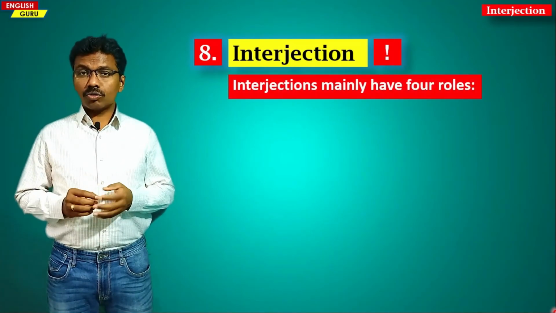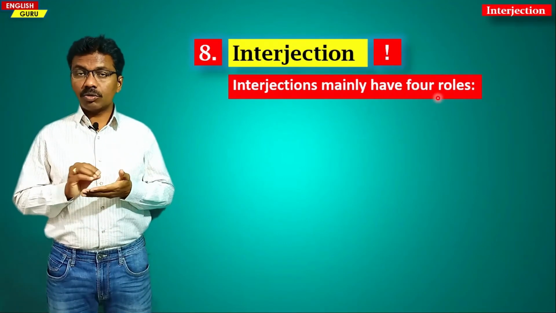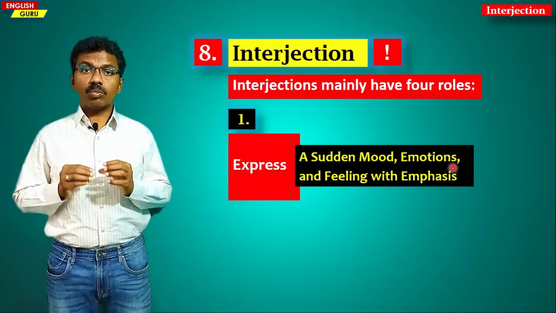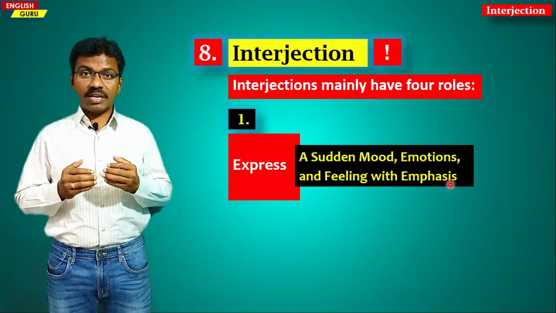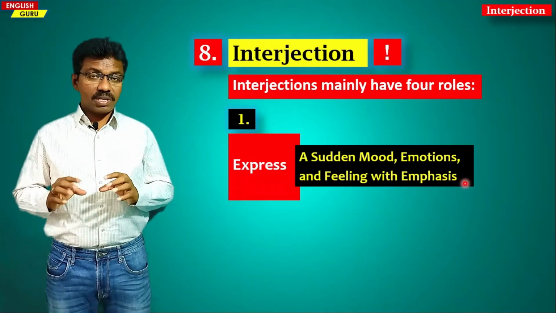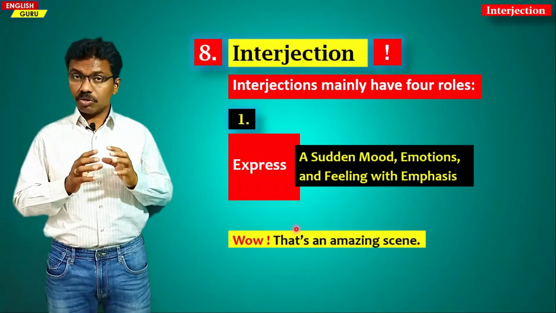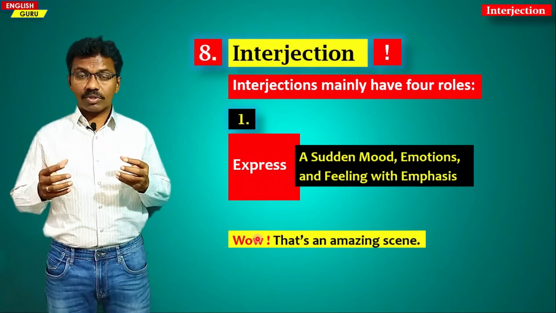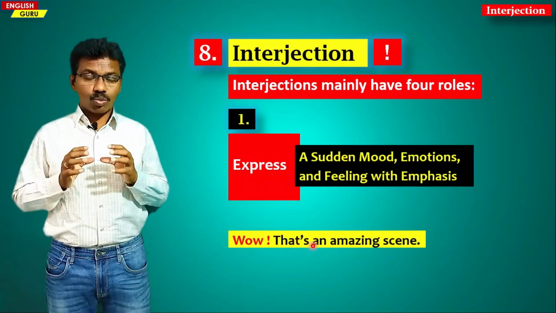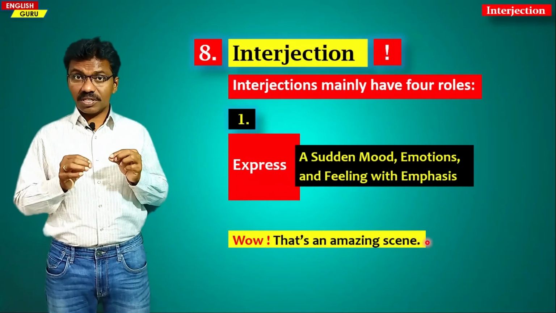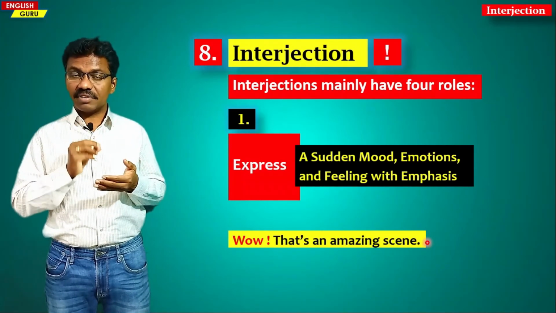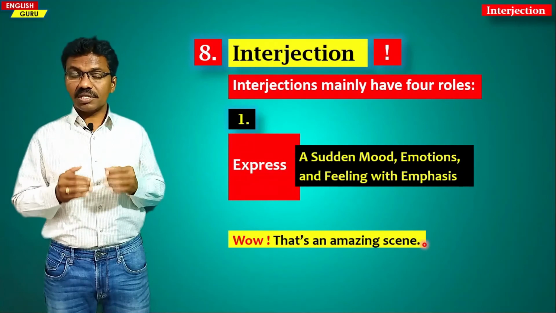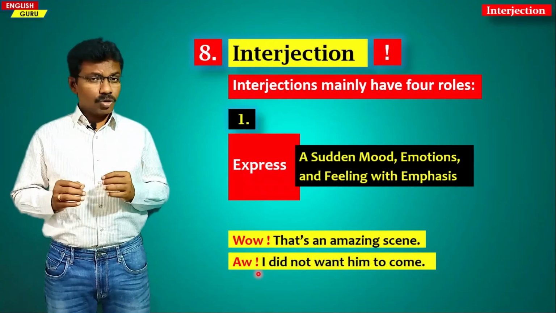And interjections also mainly have four roles. They do four things in English language. The first one is they express a sudden mood or sudden emotion or feeling with emphasis. For example, Wow, that's an amazing scene. Here, you have seen something and you say wow. So here, wow is an interjection. So we are stressing that particular scene by adding this kind of emotional interjection, that is wow. So that's the reason wow is an interjection. In a similar manner, I don't want him to come.